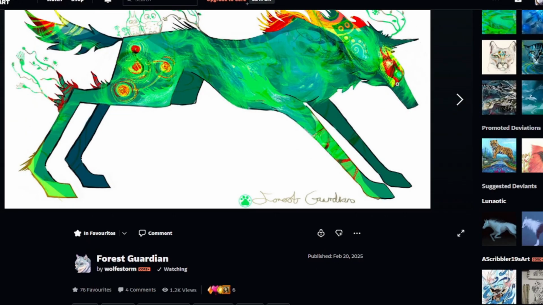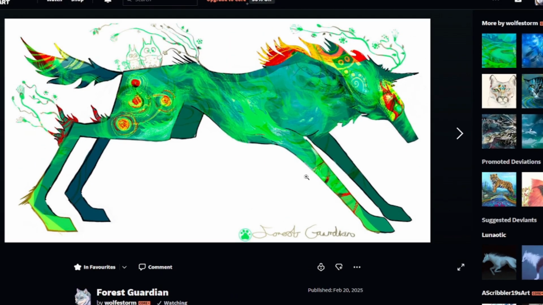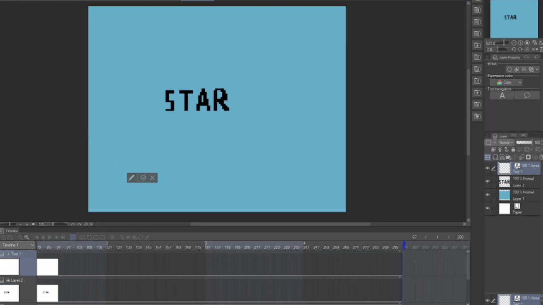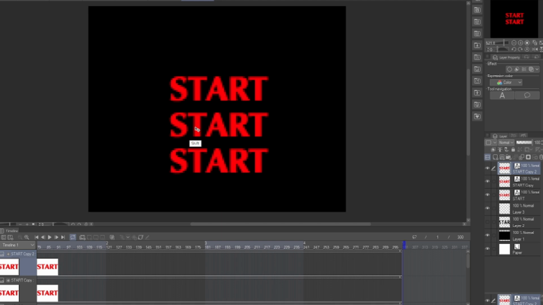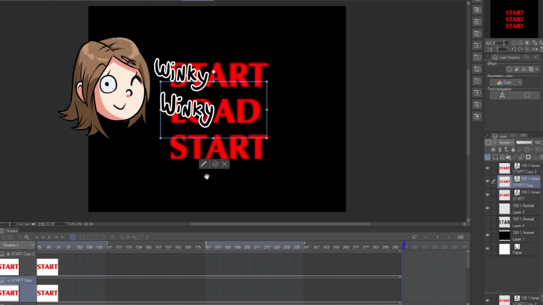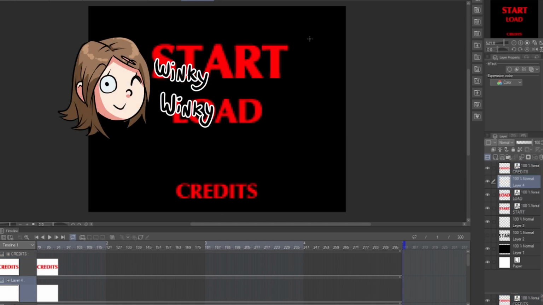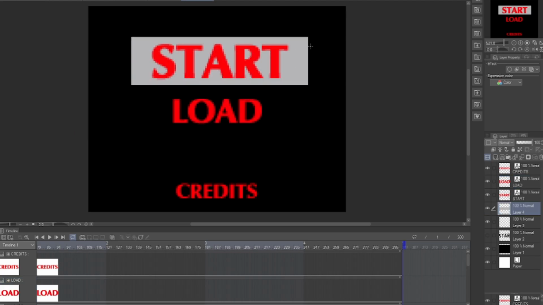Okay, I picked Forest Guardian by Wolf's Storm. The first one is this doggo. I appreciate this illustration as a good design. It reminds me a lot of the style of the game Okami. Maybe in Okami 2 such wolves would appear. I think this design would work great.